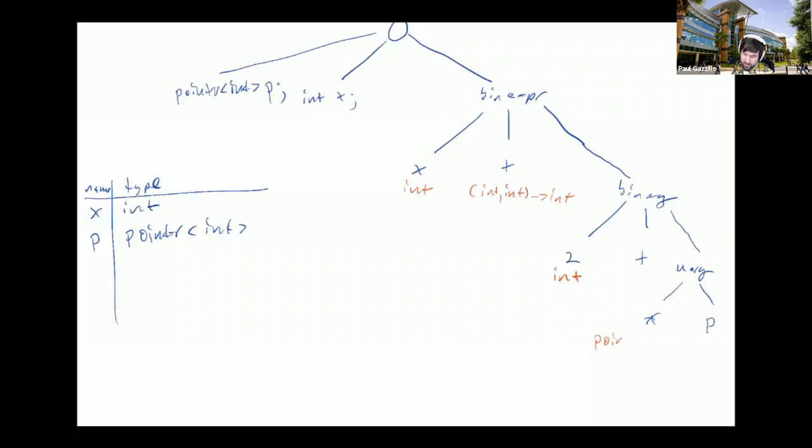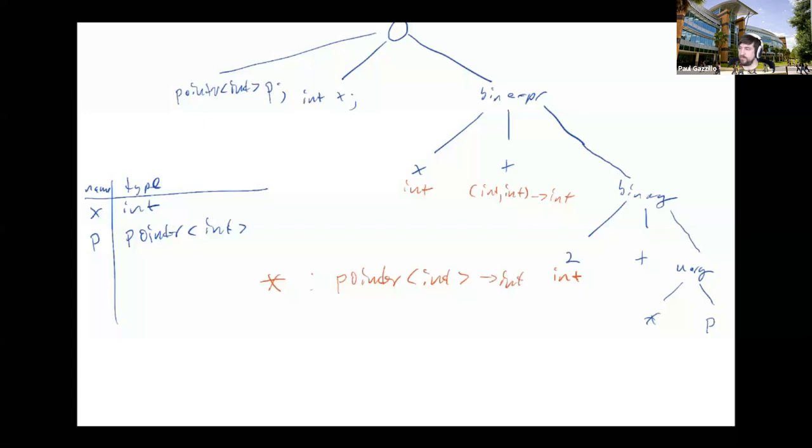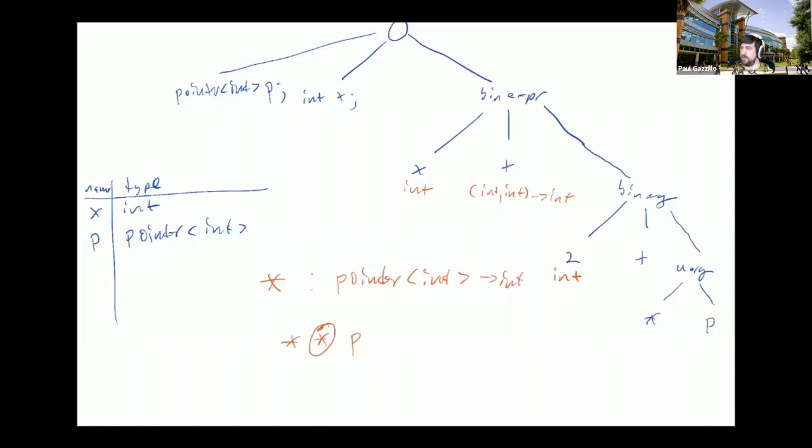Let me write this over here. So what does star do? Star takes a pointer to an int and returns an int. But what if I have two dereferences of a double pointer? Then what's the type of this star? Yeah, it removes a layer of the pointer.